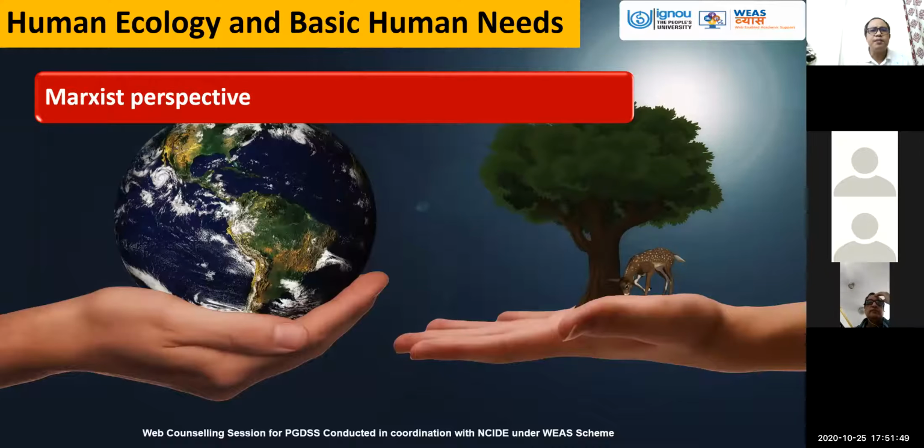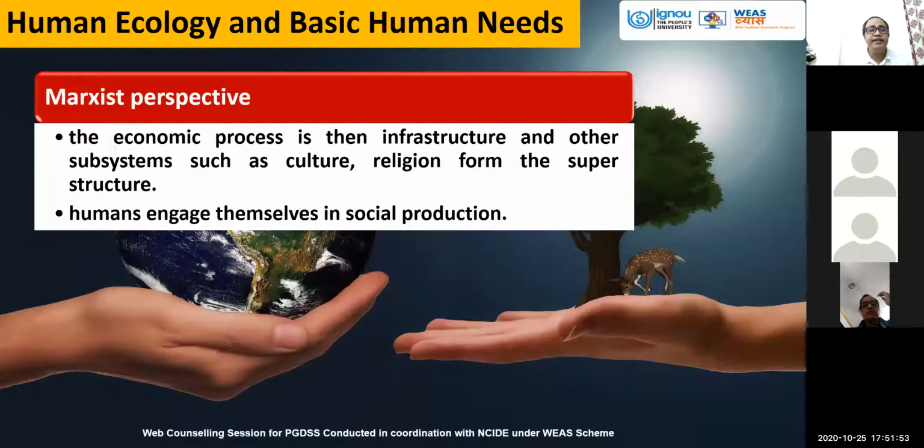Then if you look from the Marxist perspective, it defines the economic process as the infrastructure. It is one of the basic human needs to reach or extend our own civilization. And other substances such as culture and religion form the superstructure. Culture, you need to have that. When we talk about Maslow's hierarchy of needs, we are talking about identity. If you look from a broader perspective, your identity can be from a human physiological or biological point of view, the individual point of view. Now, if you look into the broader construct, you need to identify with your culture, your community, your religion.